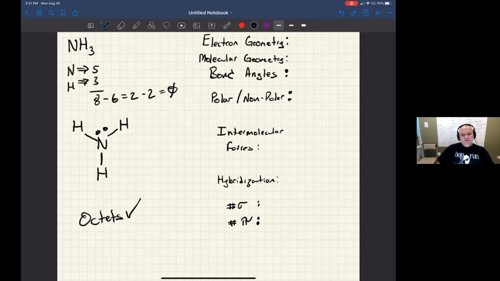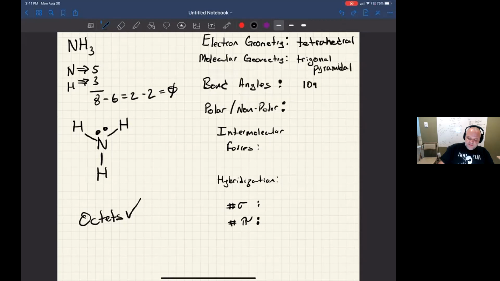Okay, those geometry groups being 4 leads me to an electron geometry of tetrahedral. Now, the molecular geometry, the geometry of only the bonds: since I've got a tetrahedral electron geometry and 1 lone pair, the molecular geometry is trigonal pyramidal. So again, trigonal pyramidal.